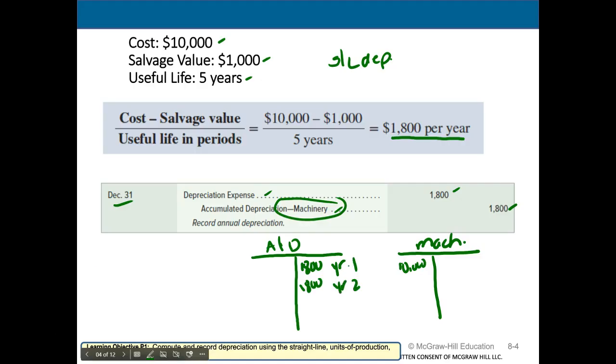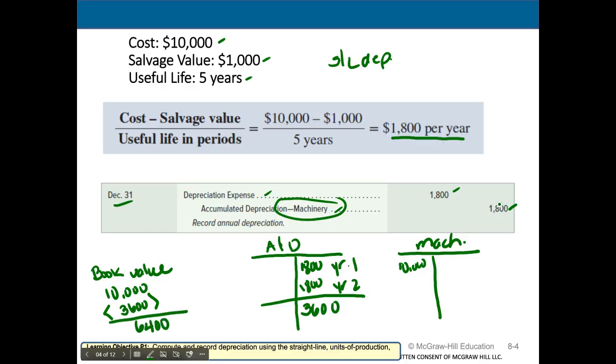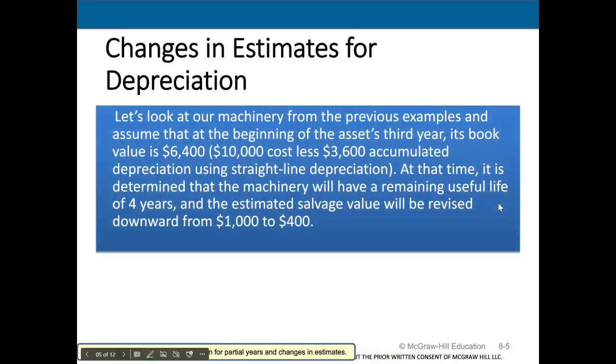So the book value of that asset at the end of year two is going to be my cost, which was $10,000, minus my accumulated depreciation, which at the end of year two is $3,600. And so my book value at the end of year two is $6,400. We'll need those facts for the next slide. Okay, so now we're going to assume, this is where we start, that at the beginning of the asset's third year, its book value is $6,400, which is what we just did.